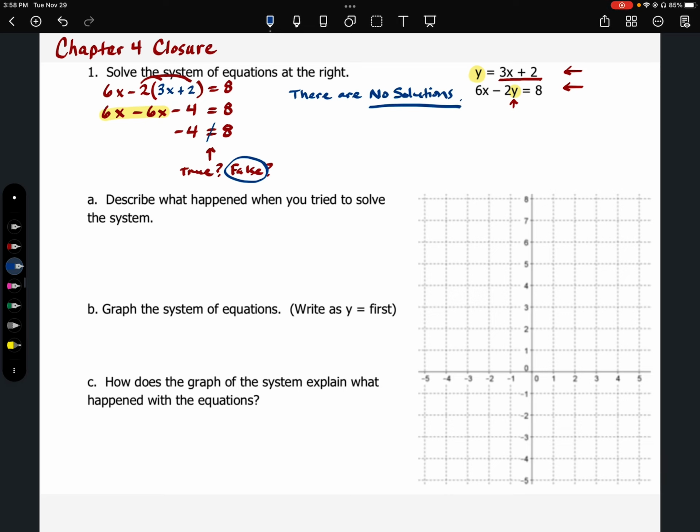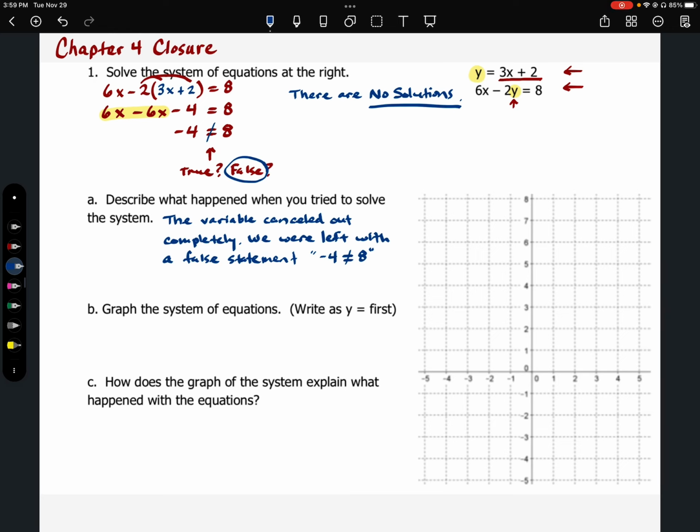Now, letter A then asks to describe what happened when you tried to solve the system. We'd say the variable canceled out completely, and we were left with a false statement, right? And we can even list that in there: negative 4 does not equal 8.